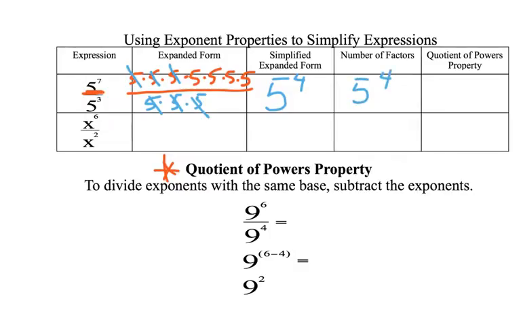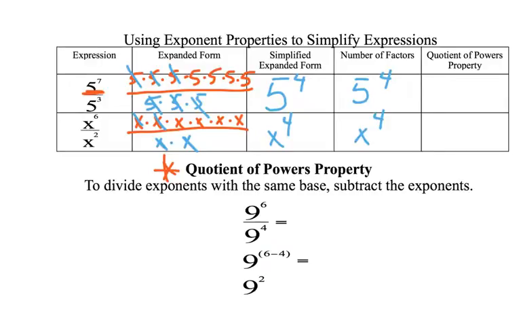Let's do the x. On the top, we have x times x times x times x times x times x. Let's count. 1, 2, 3, 4, 5, 6. Good. And now we have on the bottom x times x. We're going to go back and cancel what we can. Cancel, cancel. And that leaves us with x to the 4th power. Will it always be to the 4th power? No, but it just so happens to work this way.